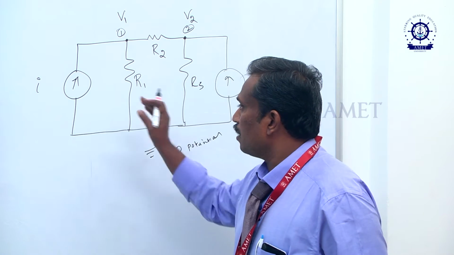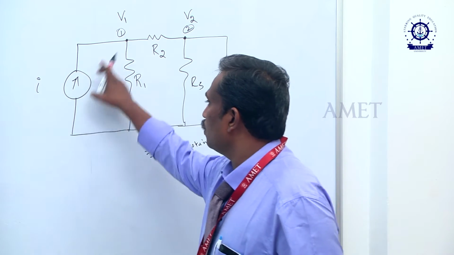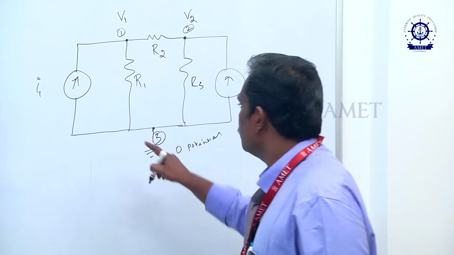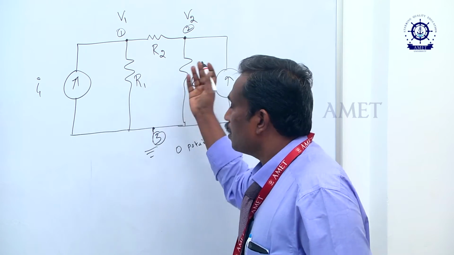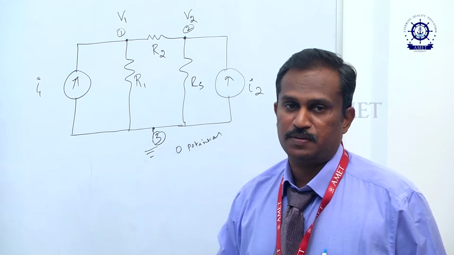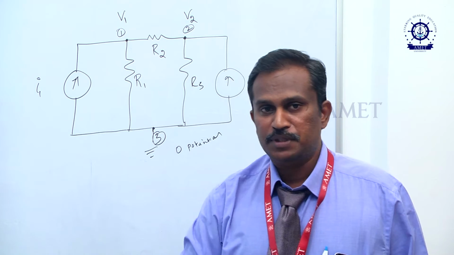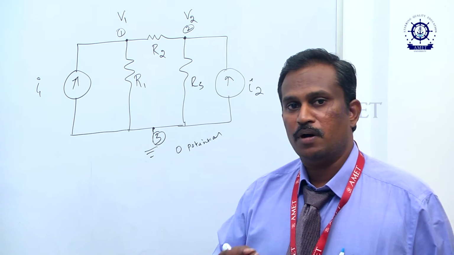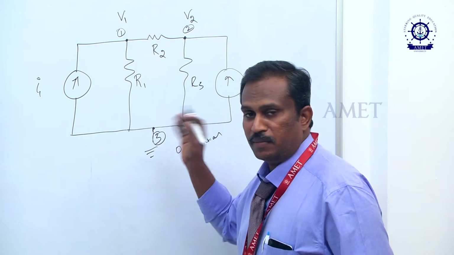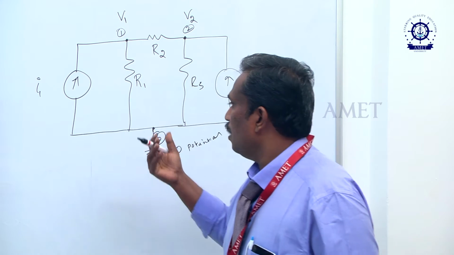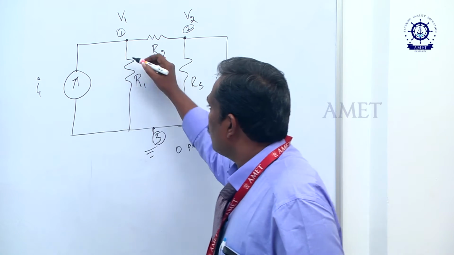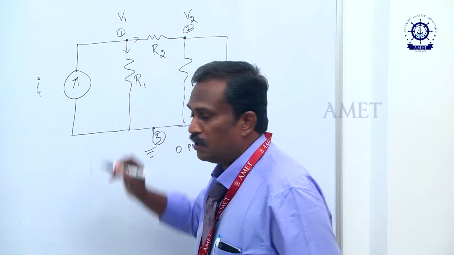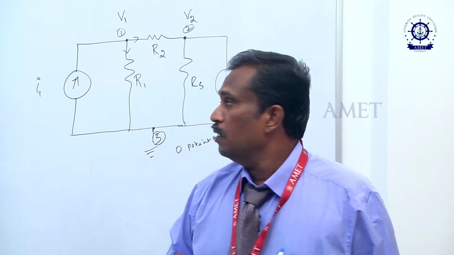Here we have a current source I1 which is entering the node, but we do not know the currents flowing through the resistors. A simple assumption: if the current directions are not known, better assume that the currents are leaving from the nodes. So here I am going to assume that the currents are leaving from the nodes in the resistors.